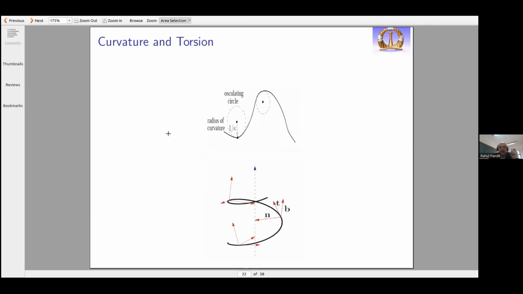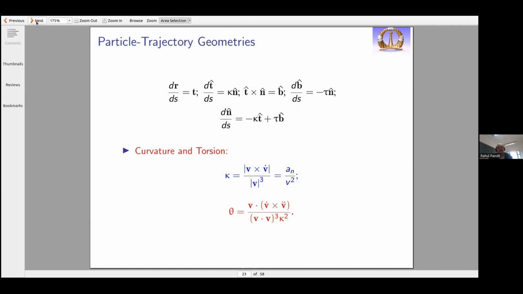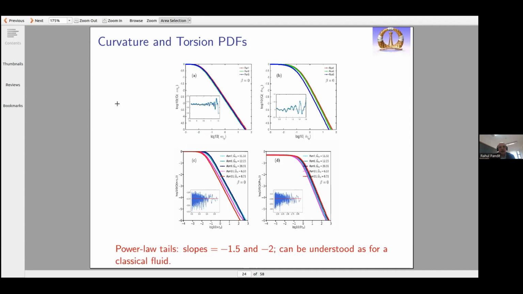Now, here is something all of you know. If you have a curve, that's the curvature. And in 3D, you have torsion, you have normal, tangent, binormal. And this is a statistic that has been looked at even in classical fluid turbulence. So you can write down these equations. Please don't look at the details. All you need to know is that in terms of the particle velocities and normal acceleration, you can define the curvature and the torsion. And then you can ask for the statistics of this curvature and the torsion, or rather the modulus of the torsion. And if you do that, you can plot cumulative PDFs of these, and they all have very nice power law tails.